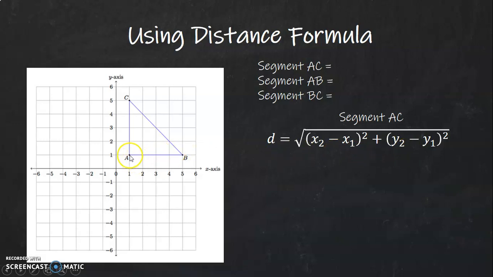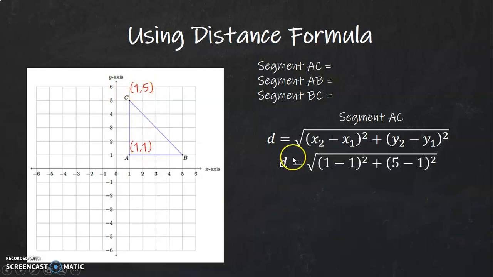So I need to figure out what my coordinate points are for A and C so I can plug that information in. A is right here at x1, y1, so I'm going to plug that right there. And then C, of course, is still at x1, but now it's at y5. So I'm going to put that right there. Now all I have to do is plug this information in to my formula. So D equals the square root of, here's my x2 is 1, my x1 is 1, my y2 is 5, my y1 is 1, so I'm plugging that in here. So the distance of segment AC is the square root of 1 minus 1 squared plus 5 minus 1 squared.